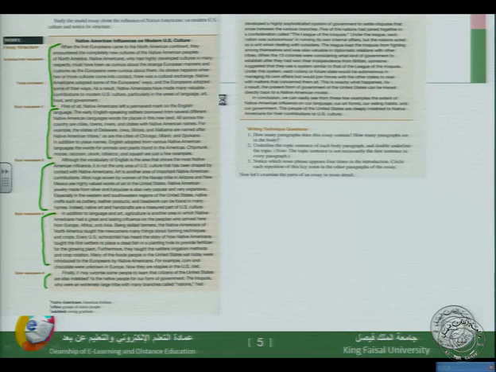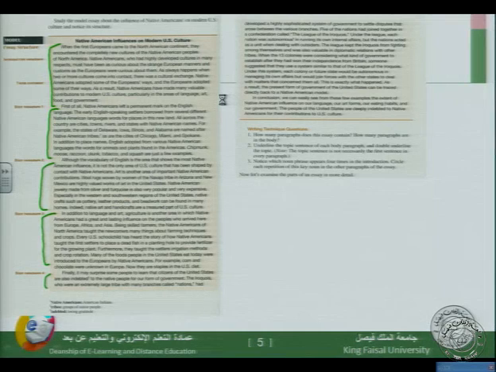When the first Europeans came to the North American continent, they encountered the completely new cultures of the Native American peoples of North America. So here in this one, it gives us a general idea about the topic of the whole essay, what the essay is talking about. It talks about the arrival of Europeans to the lands of Native Americans. And let us read the last one.